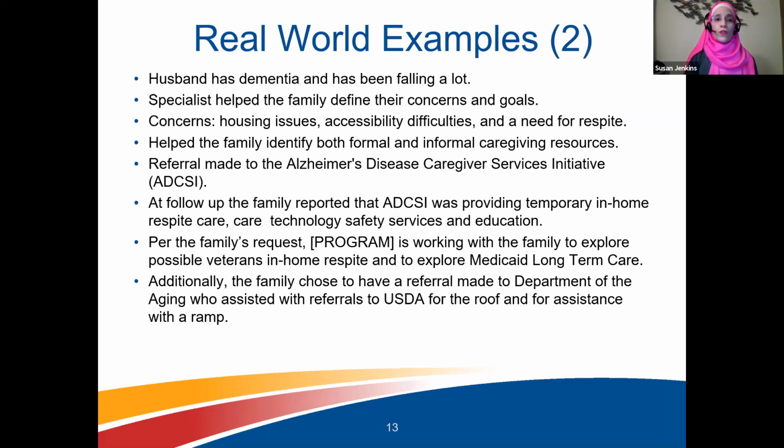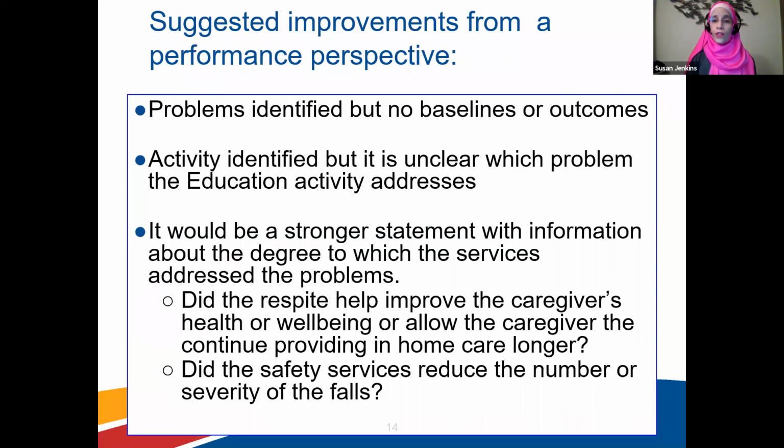Next slide. Some ways that we can improve this statement from a performance perspective is by recognizing that there are problems identified, but no baseline or outcomes. There are problems with respite: how much respite is needed, how much respite is given, and to what degree did that respite meet the need that the caregiver had? Did it help to improve the caregiver's health, reduce the caregiver's stress, allow the caregiver to give care longer than they otherwise would have? Those are some of the outcomes that could be measured.